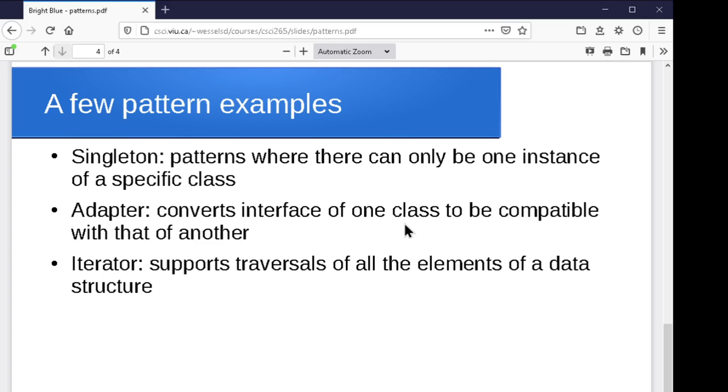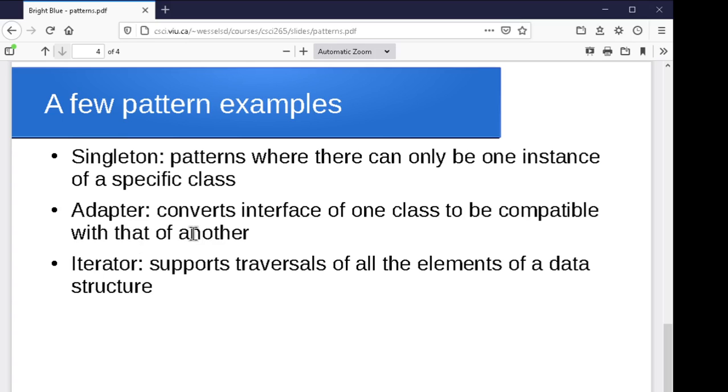Just to look at a few specific examples, really quickly, to get some of the ideas across. You might have something like a singleton pattern, where you've got some class that there can only be one of when your program is running. So you've got some controller, for instance, that dictates everything during the run of your program. Something that there can only be one instance of. Or an adapter pattern.